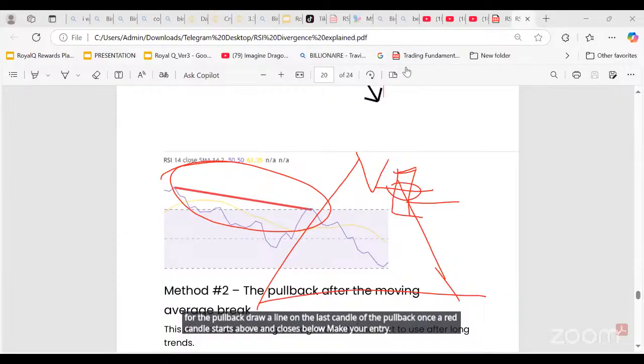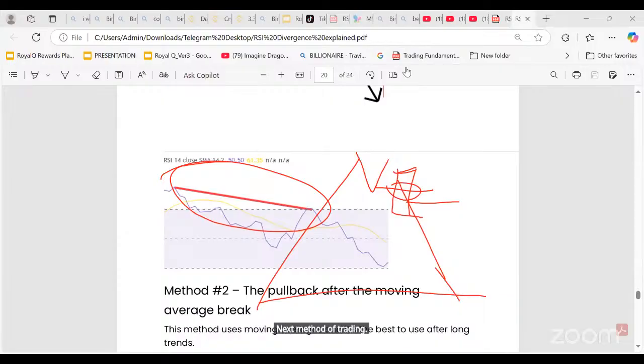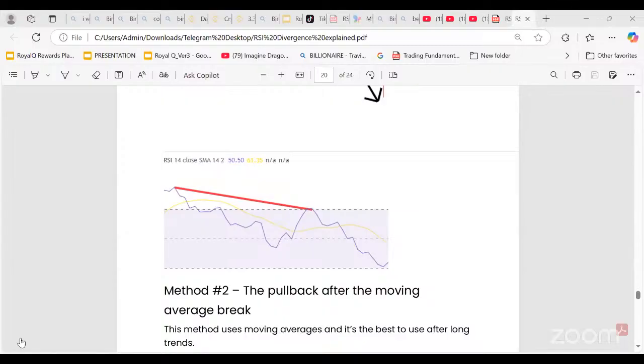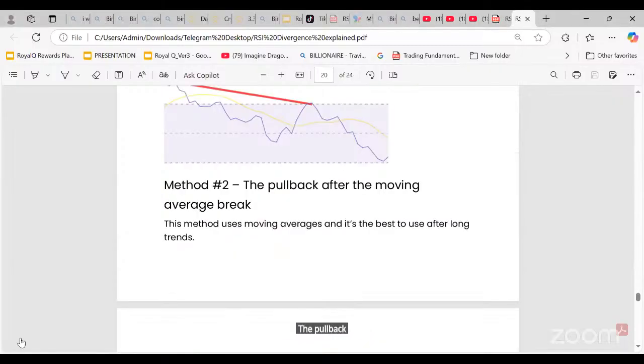Next method of trading: the pullback after the moving average breaks. This method uses moving averages.